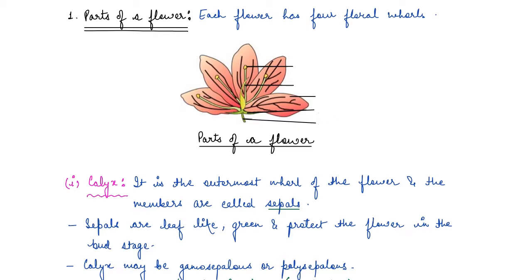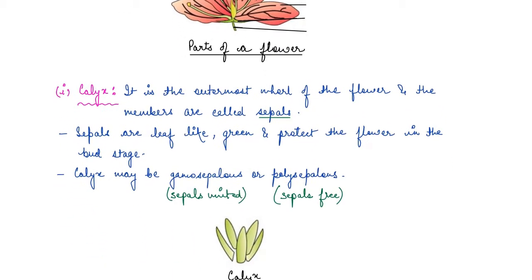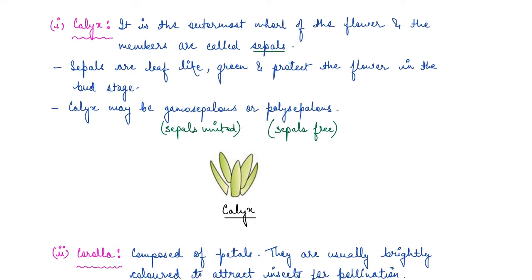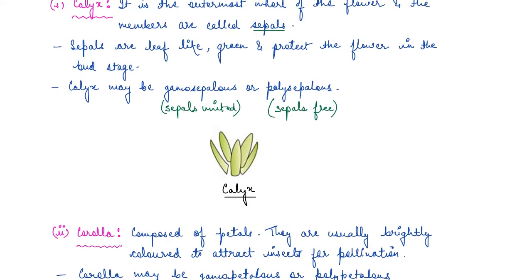Now, calyx is the outermost whorl of the flower, and the members of calyx are known as sepals. Sepals are basically leaf-like. They are green and they protect the flower in the bud stage. They are kind of closed. When the flower has not bloomed and it is just in a bud stage, these enclose the bud like this.